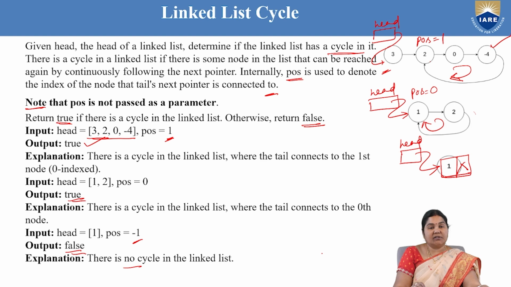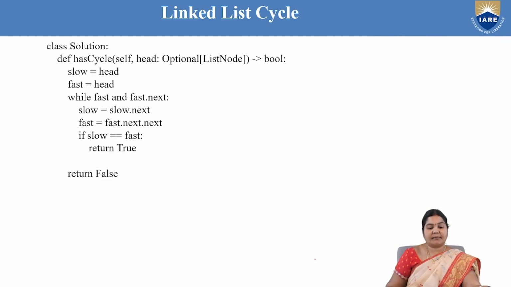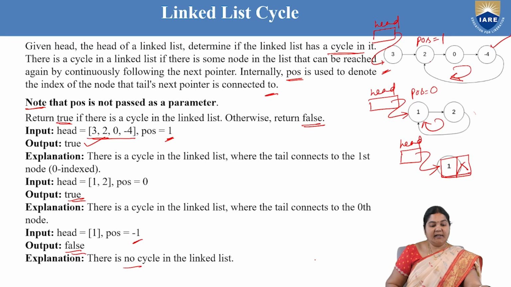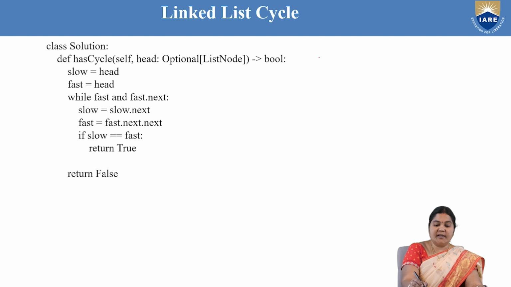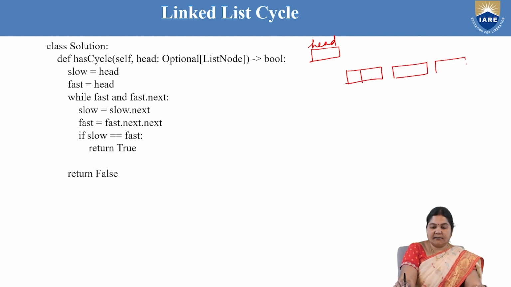Right? Hope the question is understood, but we should answer this question using slow and fast pointer approach. Let us understand how to use slow and fast pointer approach. Now, we'll take the example here 3, 2, 0 and -4. So let us draw a linked list first. So in the linked list, there is a head pointer and there are 4 nodes like this: 3, 2, 0 and -4.